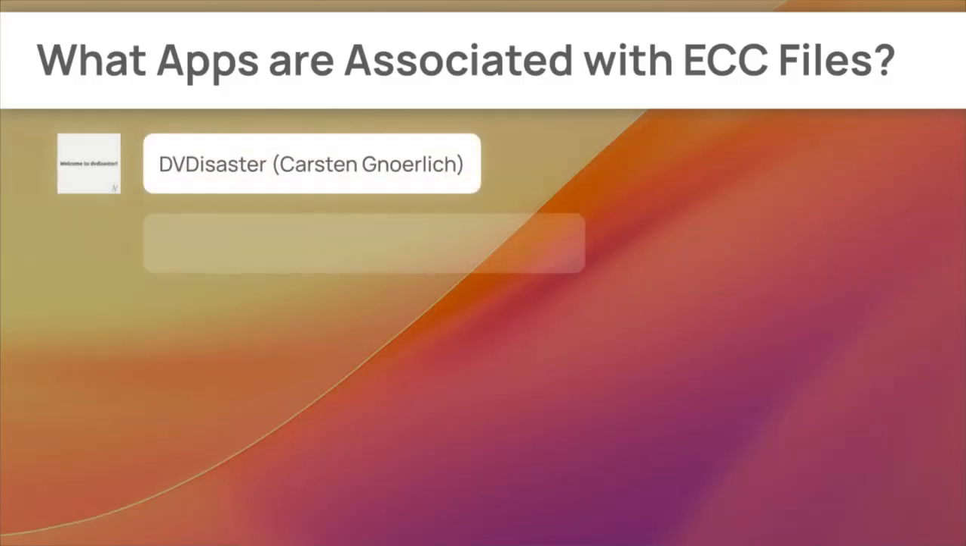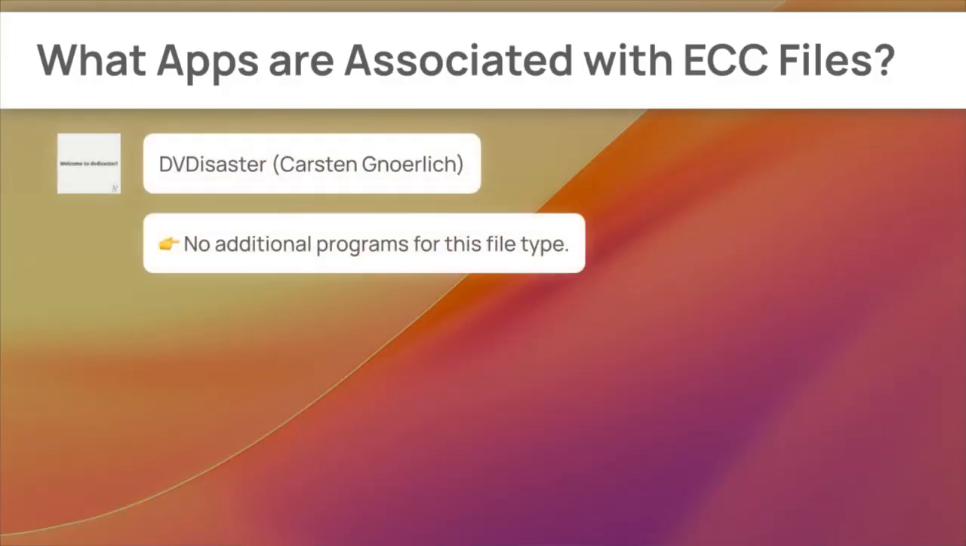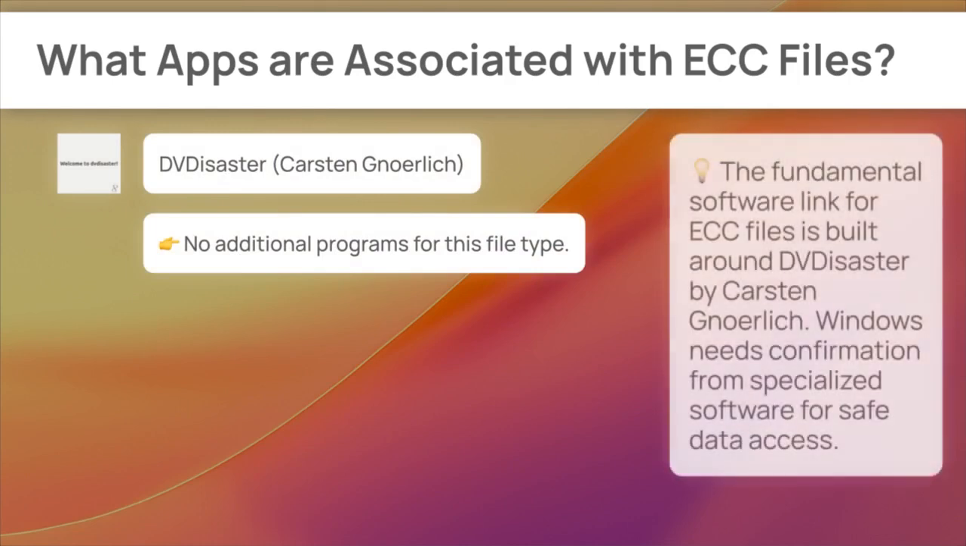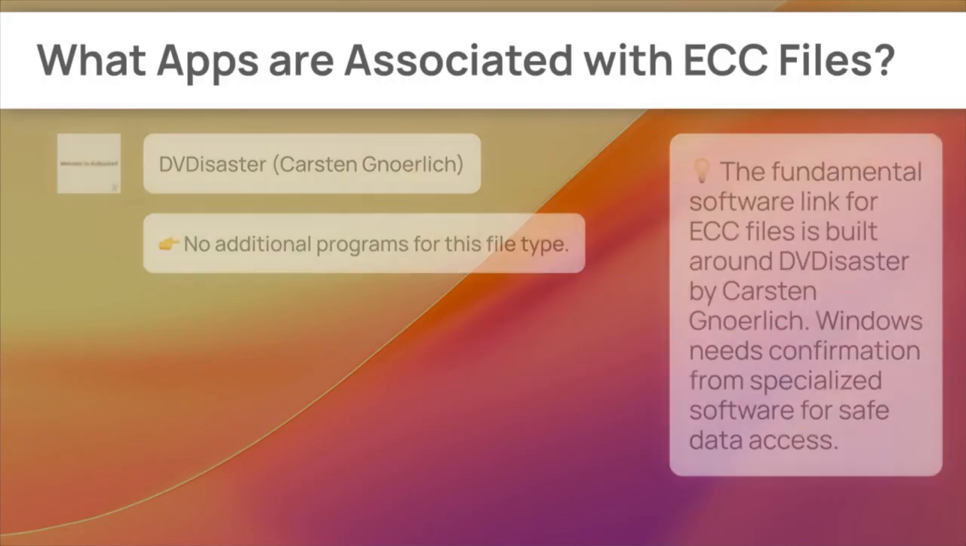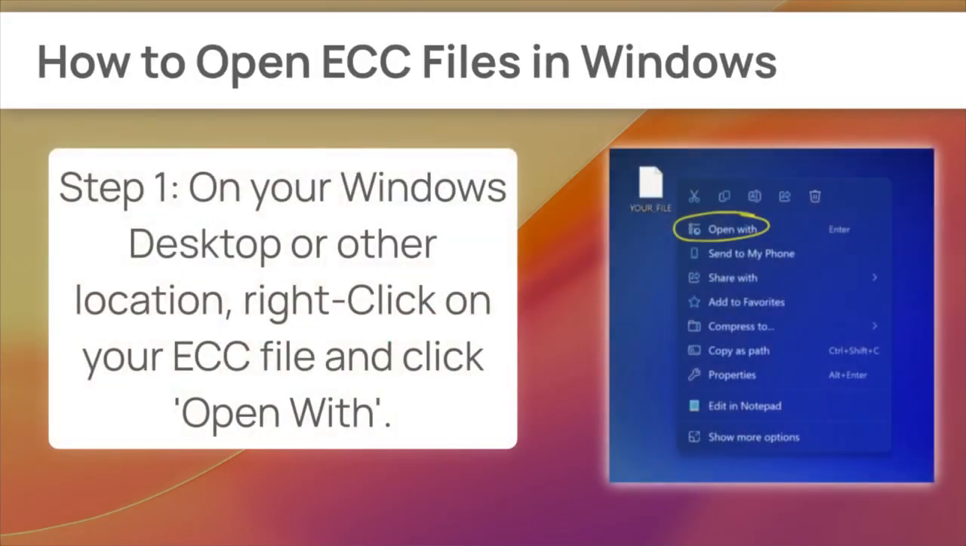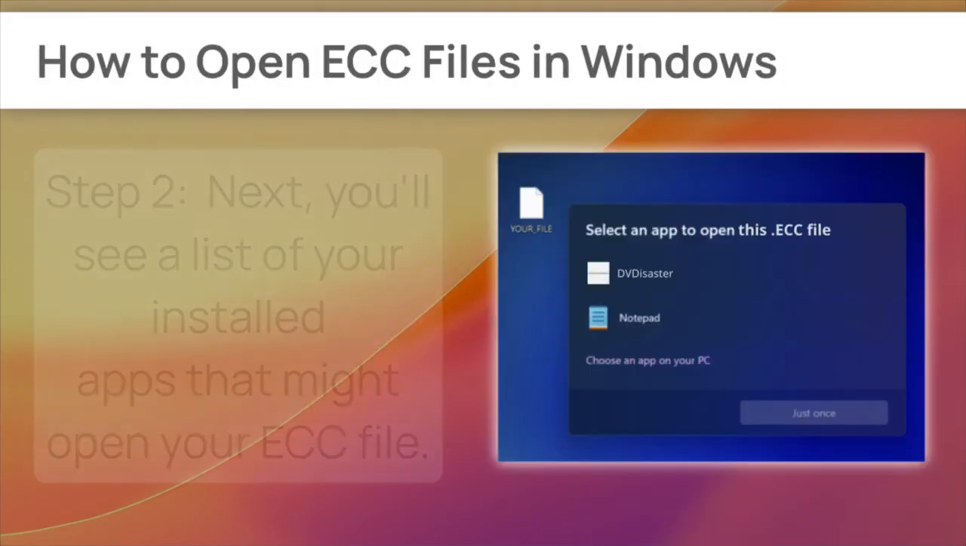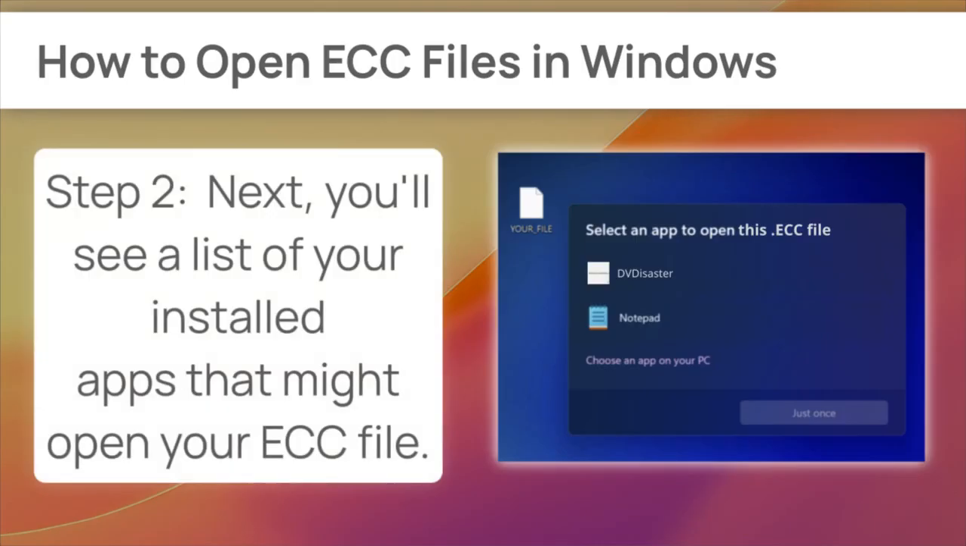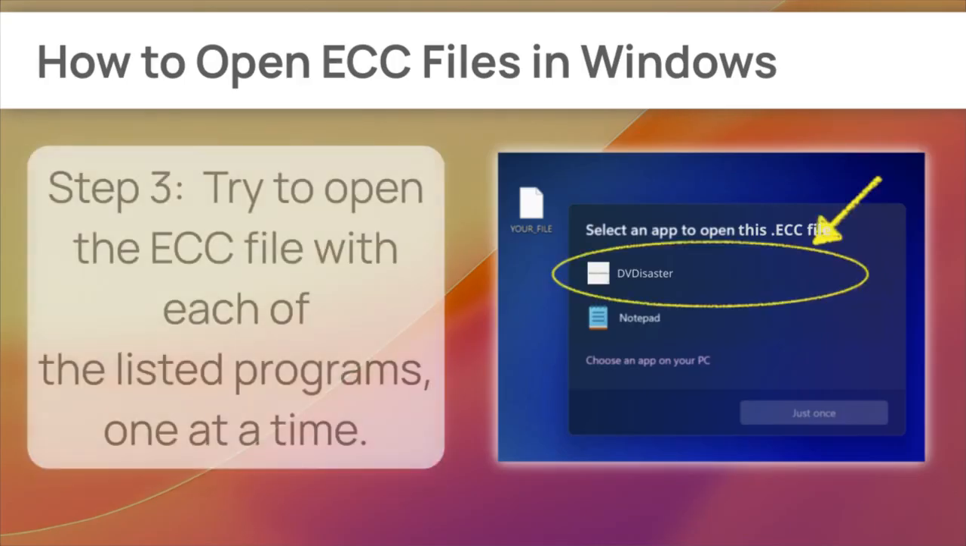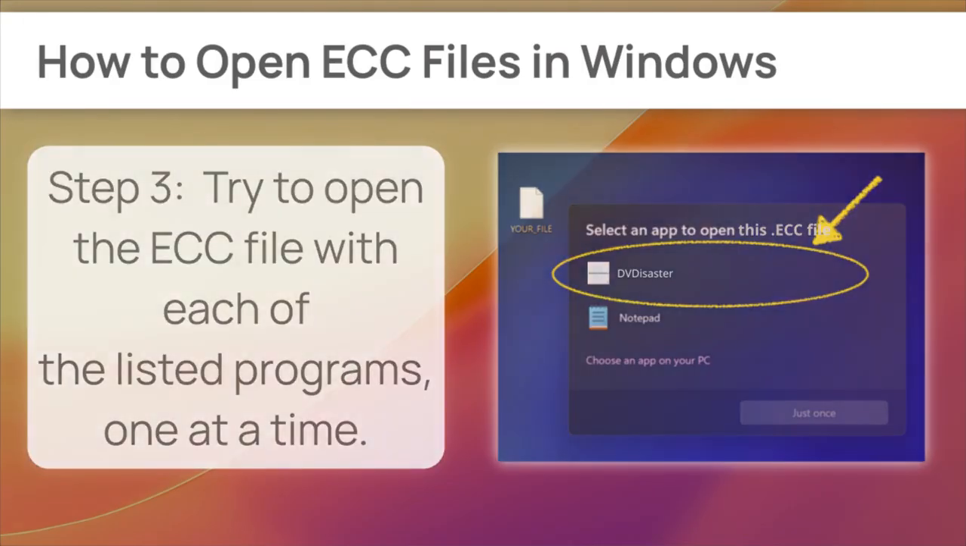The guiding principle for opening ECC is to use DVDisaster from Karsten Norlick. Windows needs confirmation from specialized software for safe data access. Windows can't expand backup archives, so specialized backup software must be used for review. Your reliable starting move is the Open With action. Right-click the ECC file and select Open With. If DVDisaster is installed, use it. If not, choose another program. We must find the app that claims the file.